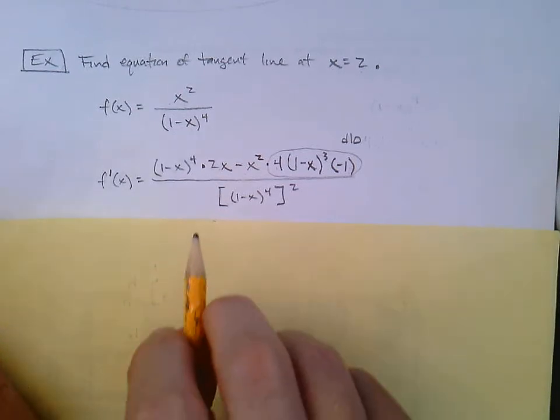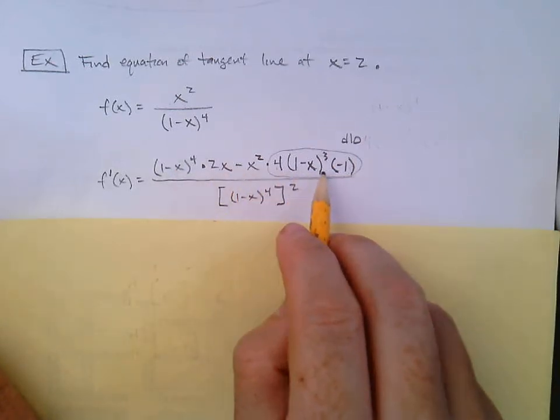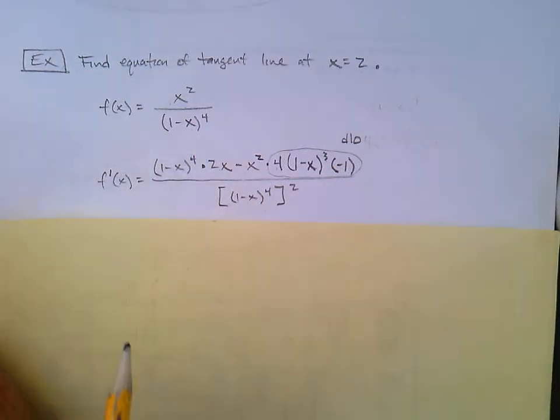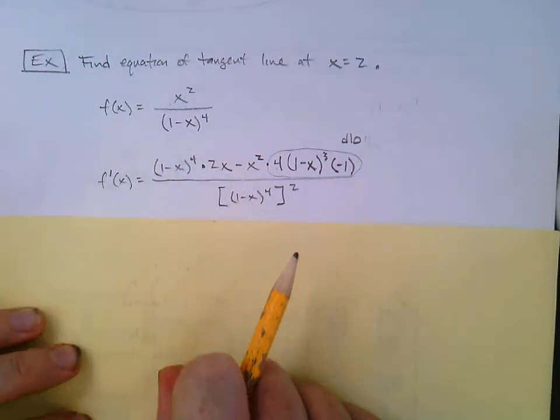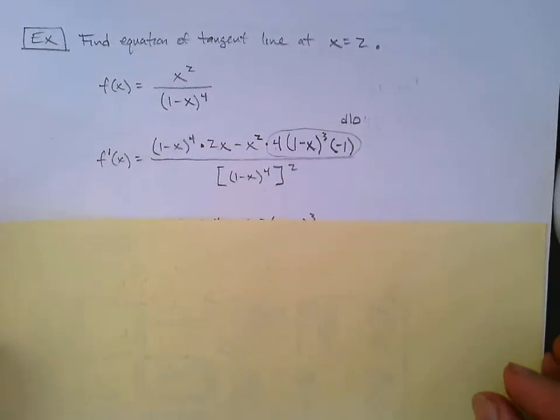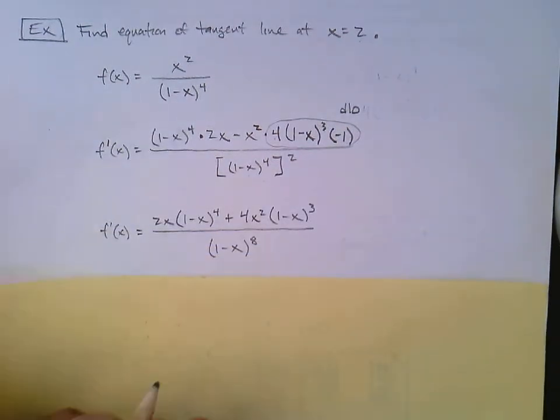Okay, so let's recap. So we got low d high minus high d low, and it's all over that low, that whole thing squared. Okay, let's begin to simplify. And now, well, we have to simplify because we're doing more than just finding a derivative. So we'll just start with the simple stuff.